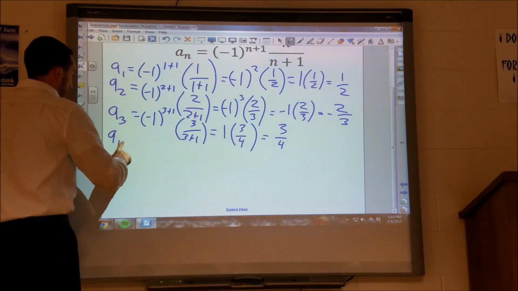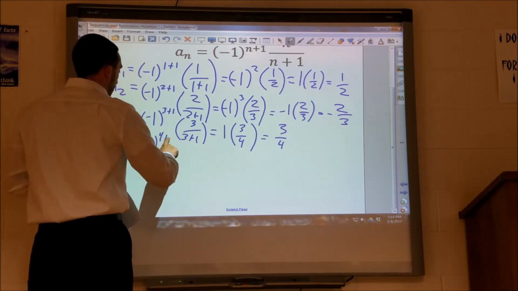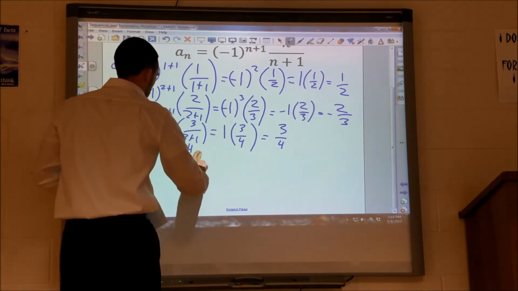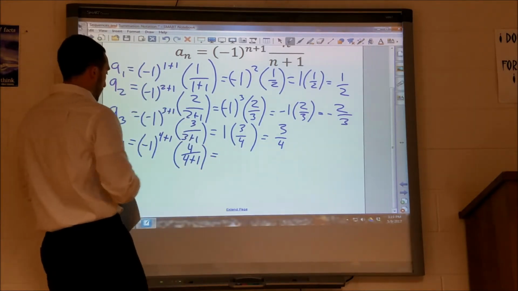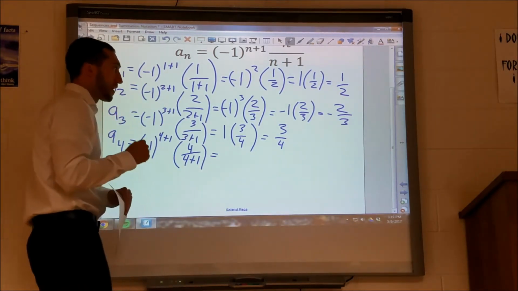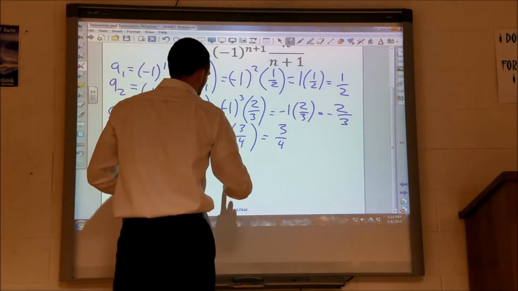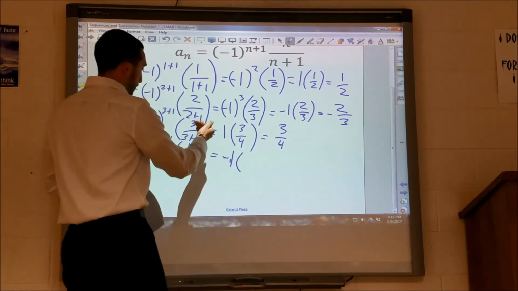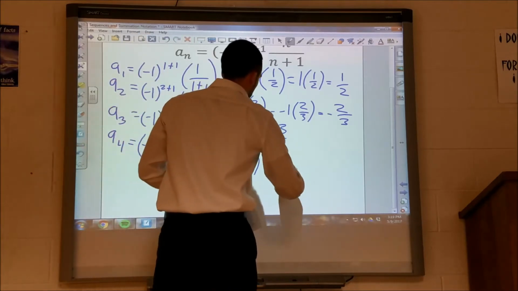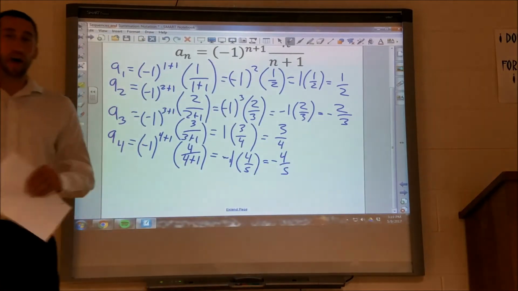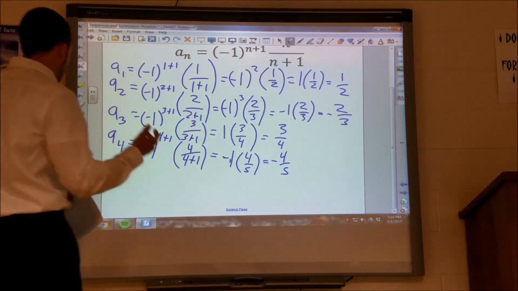And then my fourth term, again, plug in now 4 wherever I see an n. And skipping steps again, negative 1 to the 5th. So every time negative 1 is raised to an odd number, it's going to keep it negative 1. And 4/5. So we can see the fourth term is going to be negative 4/5. So that satisfies the first four terms. And then they also wanted us to do the 100th term. So we can also do the 100th term.